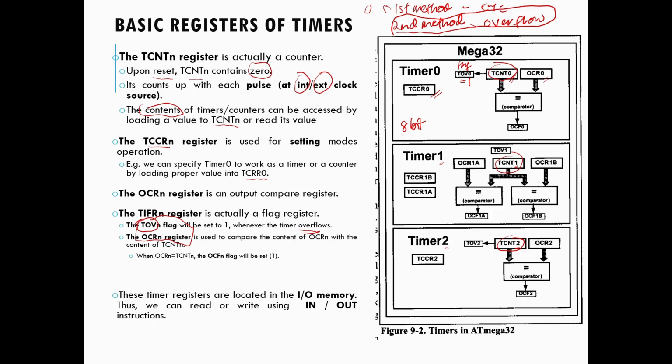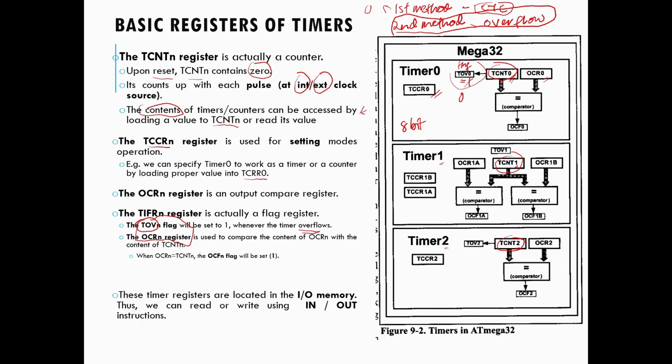Okay, so now what happens is that once we want to use this timer, TCNT, the content of TCNT is a number. If we are using the overflow method, the TOV flag will be 1. However, if we want to use the CTC method, the TOV flag will be 0.